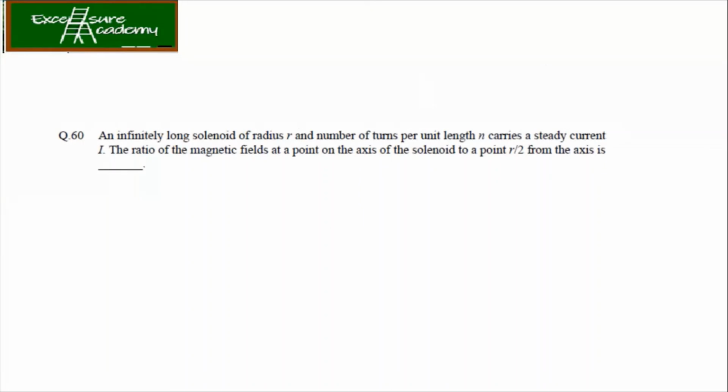Okay, so the last question is: an infinitely long solenoid of radius r and number of turns per unit length n carries a steady current of I. The ratio of magnetic fields at a point on the axis of the solenoid to a point r by 2 from the axis is dash, they're saying. So what is a solenoid over here?